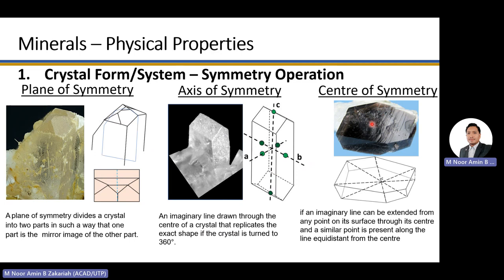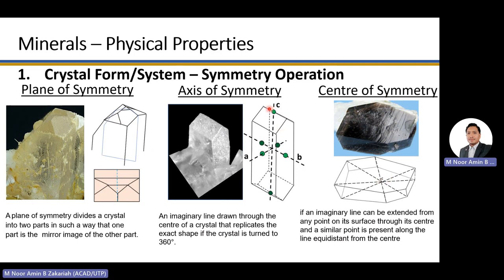And we also do have a center of symmetry. So center of symmetry is, let's say, if an imaginary line can be extended from any point on the surface through its center, and a similar point is represented along the line equidistant from the center. So from this point to this point is equivalent to from this point to this point. And when you connect all these equidistant points, meaning that you have the same length from edge to edge, you will have a center. The center of symmetry, at the center of gravity for this mineral, is at this C point where everything is crossing each other. So this is what I mean by center of symmetry.